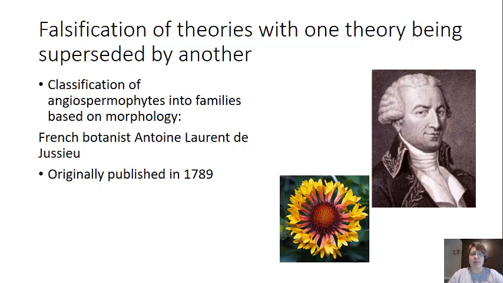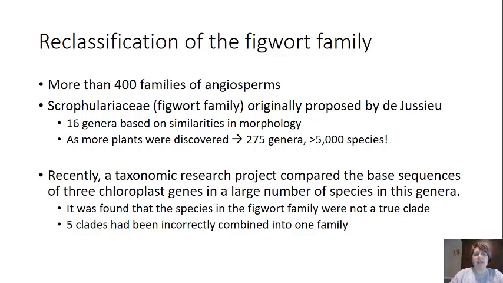And the example that I have for you is the classification of angiosperms. So angiosperms were first classified into families based on morphology by a French botanist named Antoine Laurent de Jussieu. And he originally published his ideas on these families in 1789. There are now more than 400 families of angiosperms. It's a crazy amount of families.